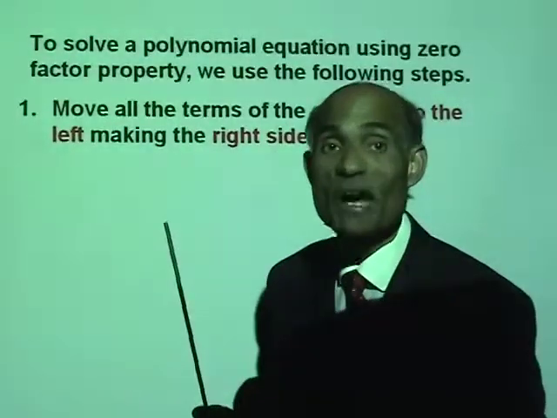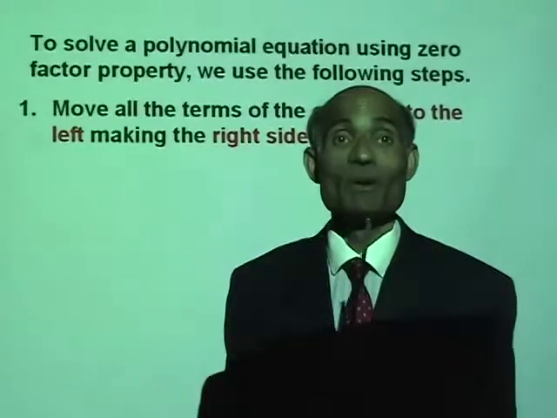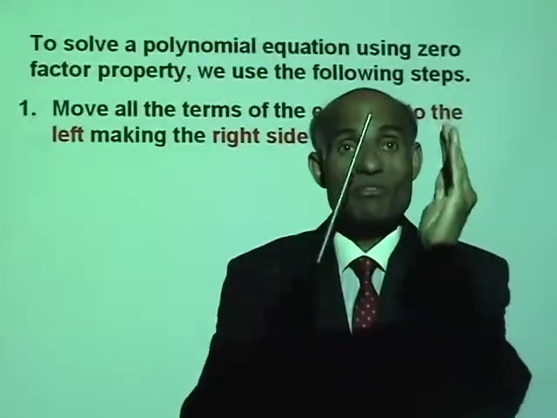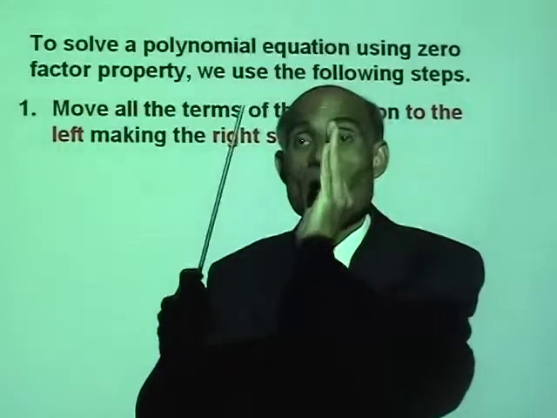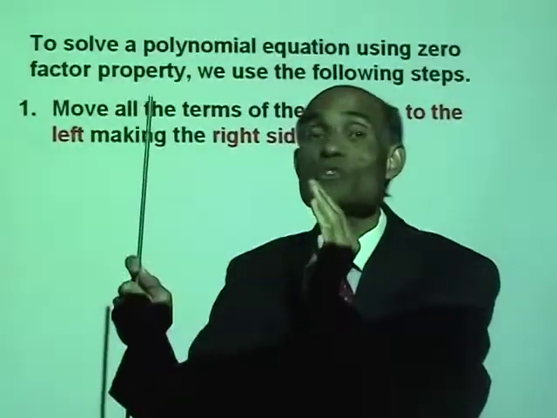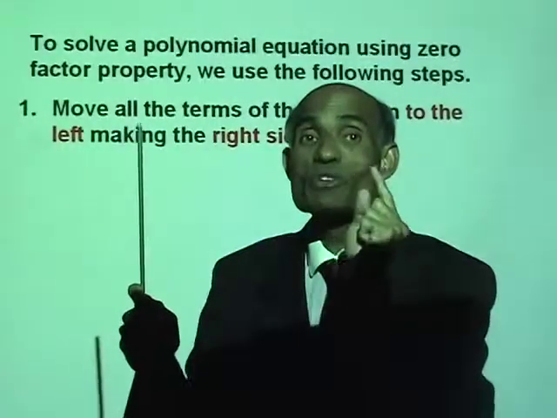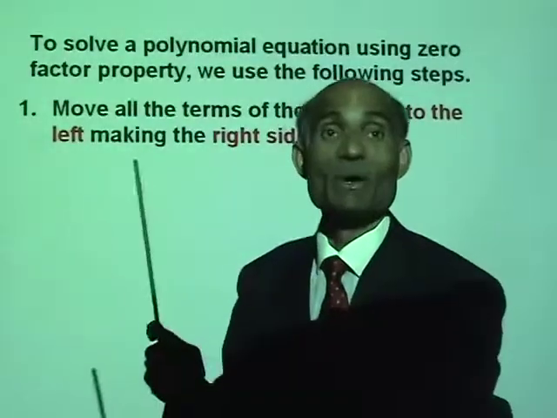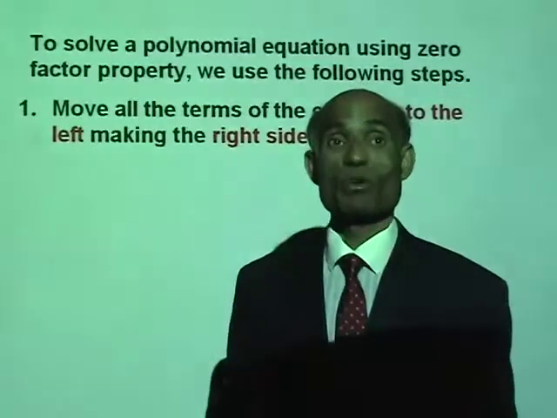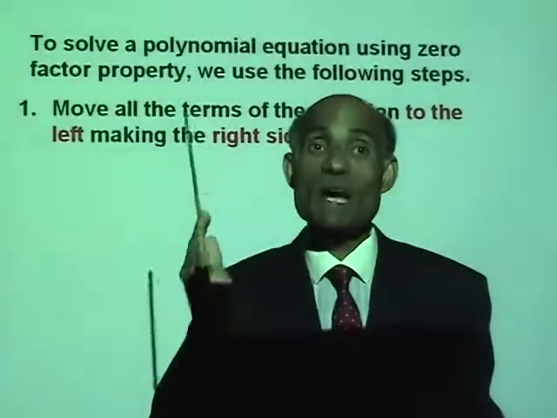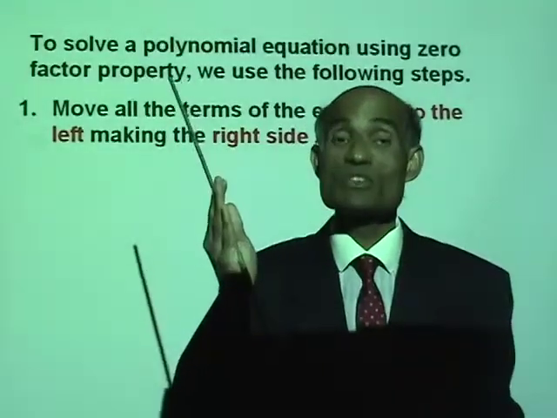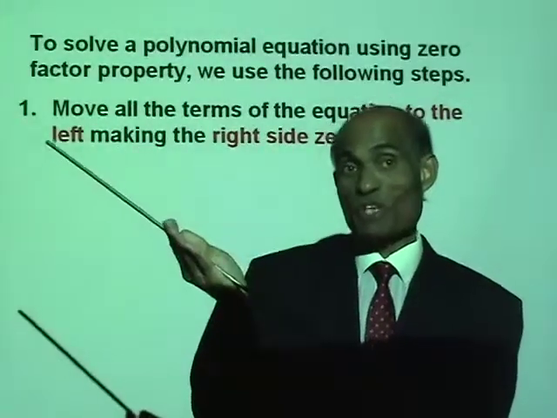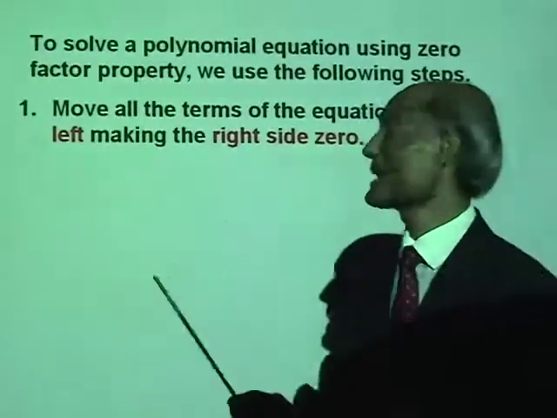Now, we need to have the right side 0 because ultimately we are going to write one factor multiplied by another factor equal to 0. We are going to use the zero factor property. Now, to make that possible, we need to make the right side of the equation 0 by moving every term on the right side to the left side.